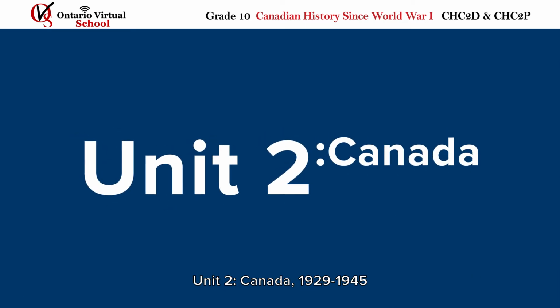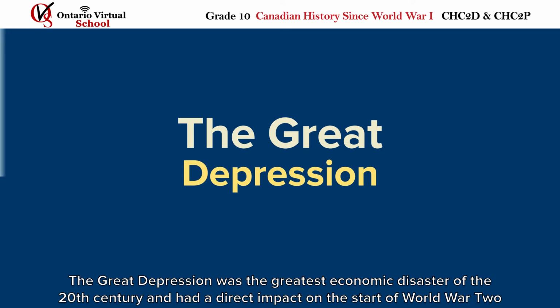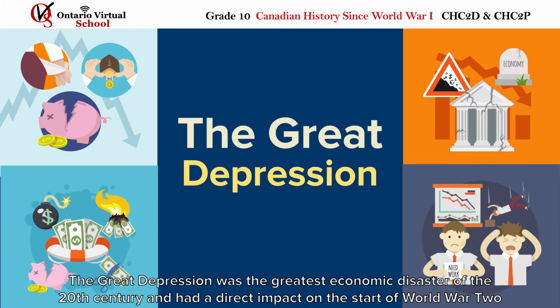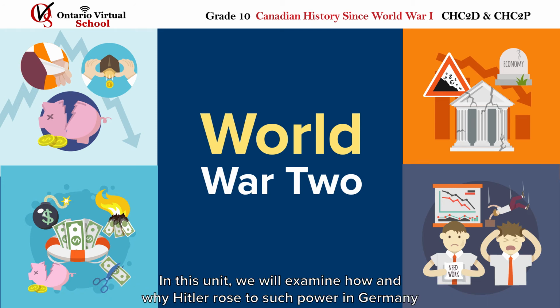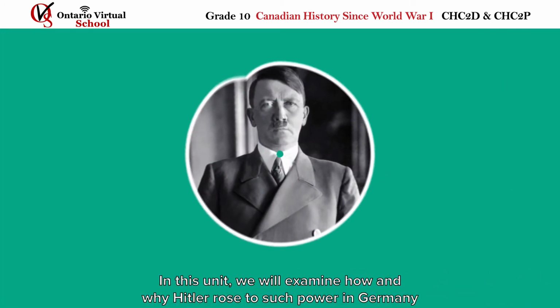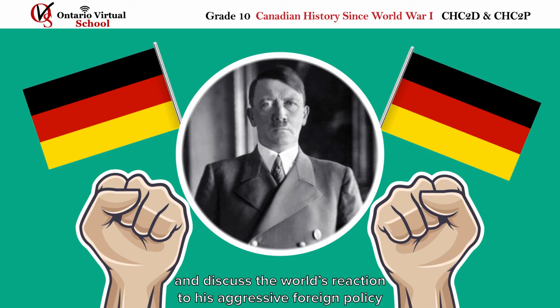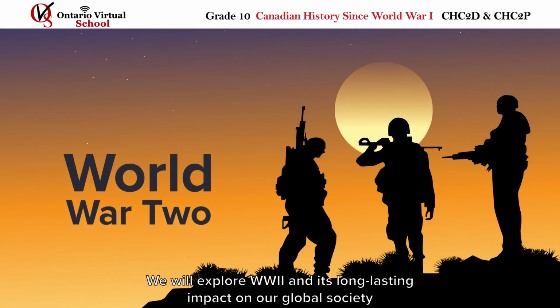Unit 2. Canada, 1929 to 1945. Next, we move forward in time to the Great Depression. The Great Depression was the greatest economic disaster of the 20th century and had a direct impact on the start of World War II. In this unit, we will examine how and why Hitler rose to such power in Germany and discuss the world's reaction to his aggressive foreign policy. We will explore World War II and its long-lasting impact on our global society.